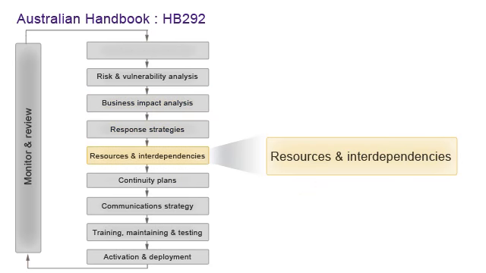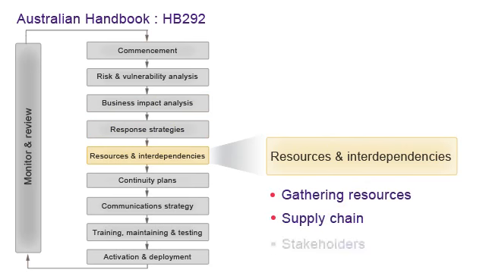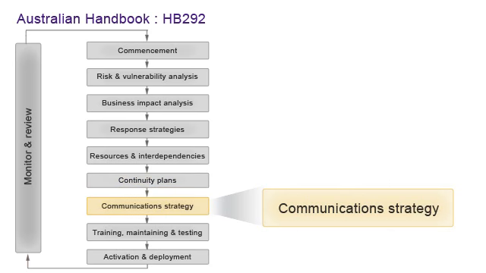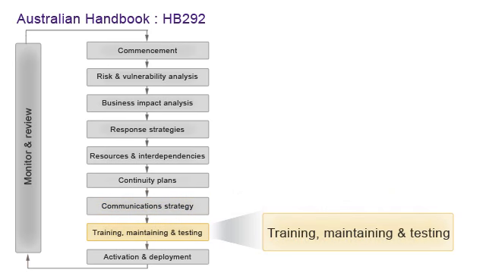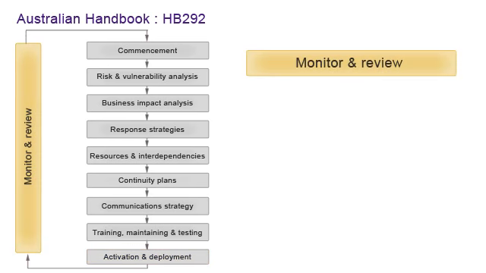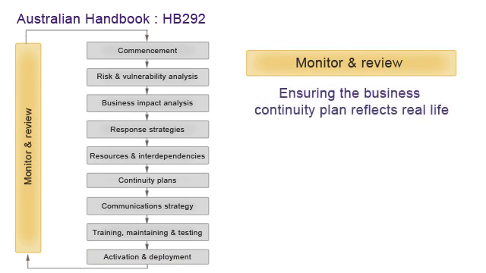Then they talk about the things that I call implementation, so it's getting your resources together, your interdependencies, looking at your supply chain and your stakeholders, then developing business continuity plans, so the documentation part of it. They have a specific section on communications, how do we communicate with people in a crisis. Then they look at things like training and testing and maintenance, which are similar in all the processes that you'll find for business continuity. They have another step that's specific, how do we actuate and deploy our business continuity plans in an emergency. And then we have a stage, of course, which is monitoring and review and audit and making sure that the business continuity plan reflects real life.